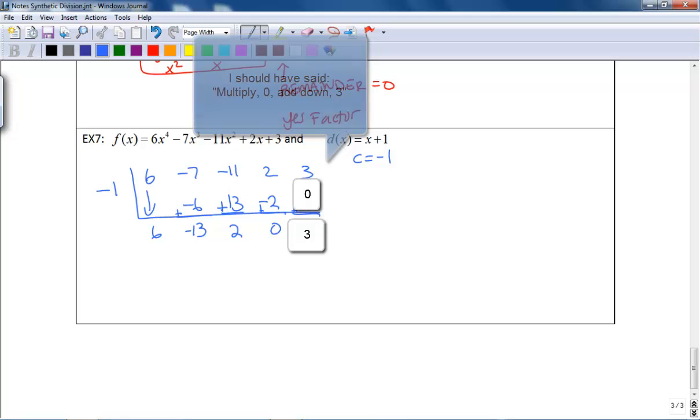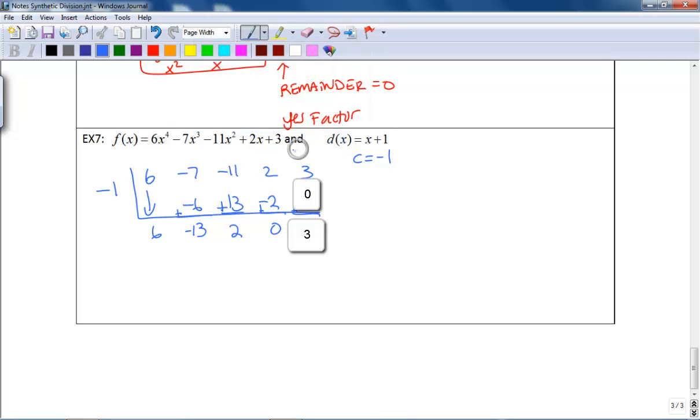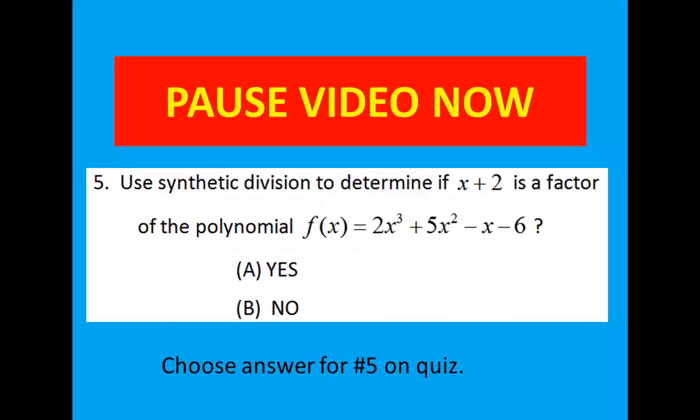Am I a factor? Is x plus 1 a factor of this polynomial? No. Why no? Because the remainder is not 0. So that means, to answer the question that they wanted, no, not a factor.